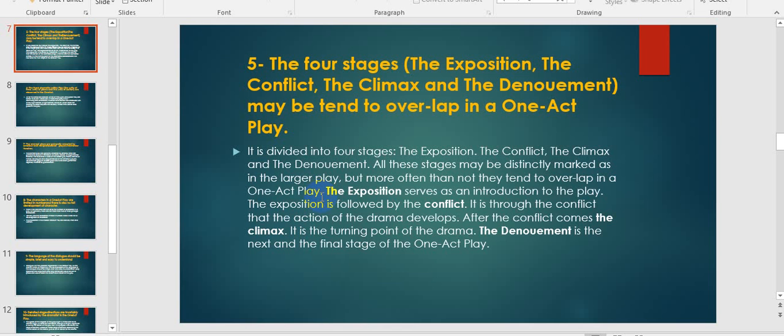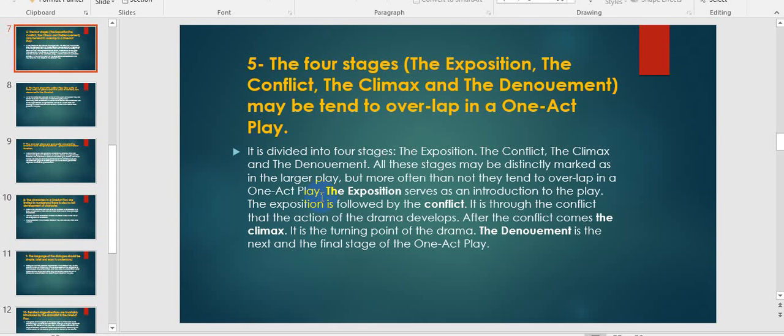The climax is an important part of one act play. It constitutes its moment of supreme interest. So the climax is so important. It is the suspense of the play, the turning point.